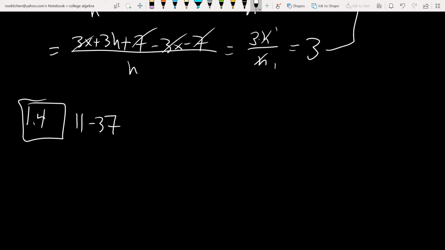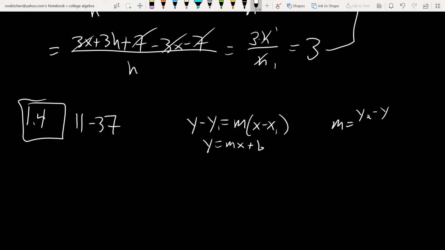1.4, this is all about slopes and lines. 1.4 and 1.5 are all about slope and lines. So we're looking at problems like 11 to 37. For this section, you're going to have these formulas memorized. You need the point slope form, the slope intercept form, and of course you need to know how to figure out slope in the first place, which is just y2 minus y1 all over x2 minus x1. So that stuff, memorize it.